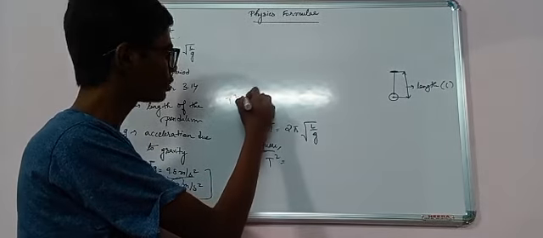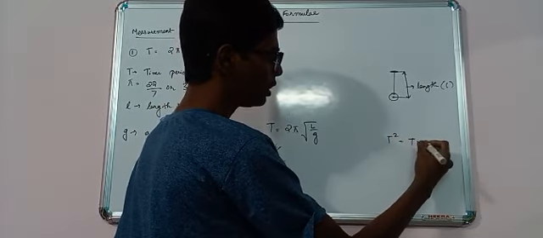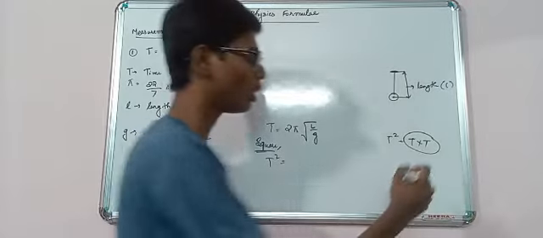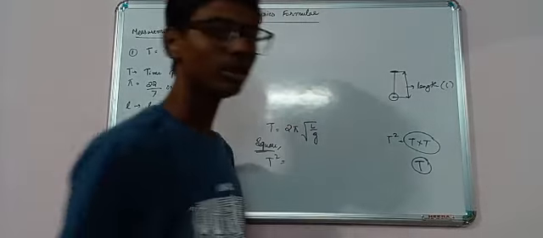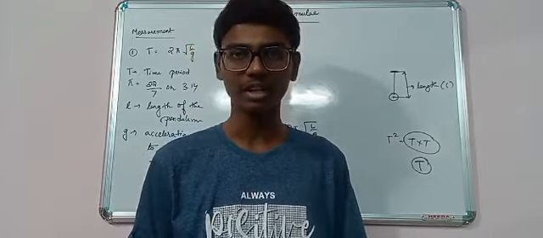T squared equals T into T. You need not have the answer in this form. You want a single time period. You don't want the square of time period. So in that case, you can perform simple prime factorization.